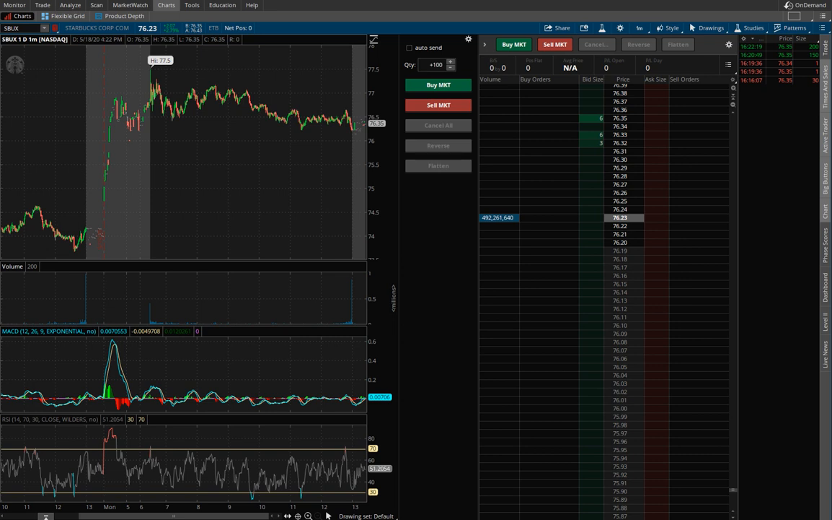Hello, today I'm going to show you the difference between a stop order and a stop limit order. These are different types of orders that can help you manage your risk. A stop order is an order that you can place below your initial entry that will help you market sell right away when the stop is triggered.